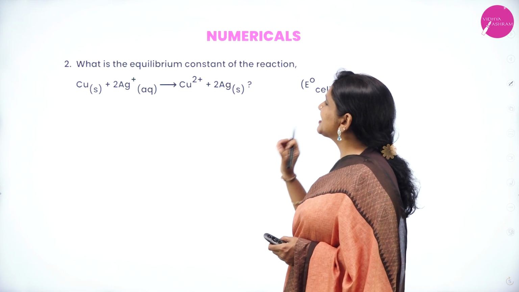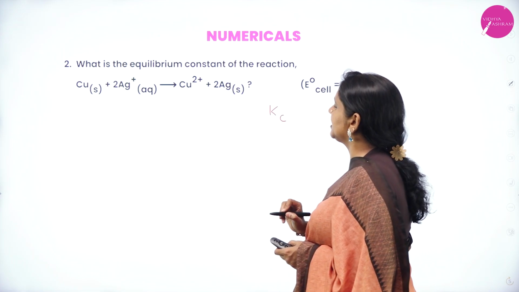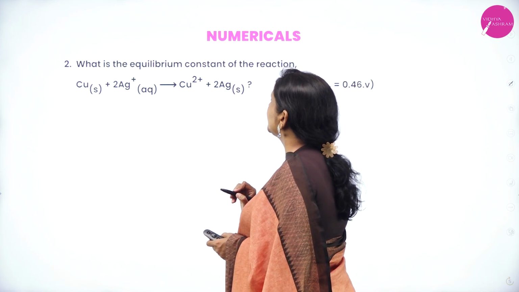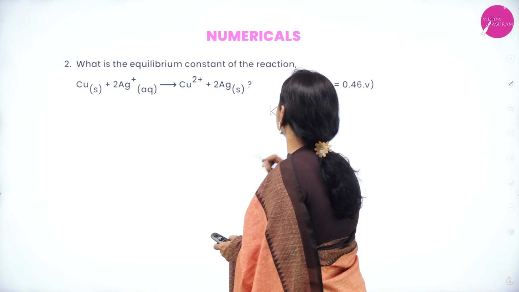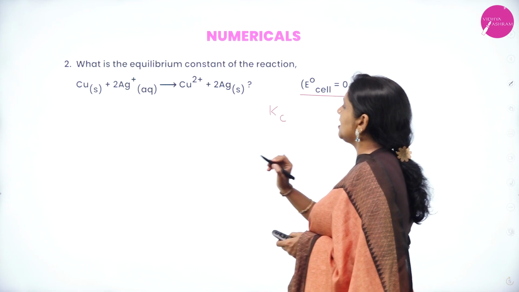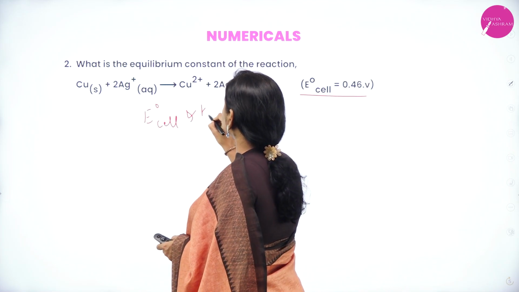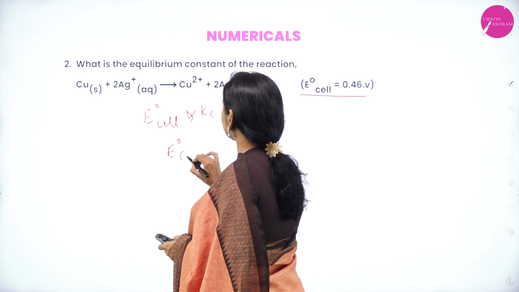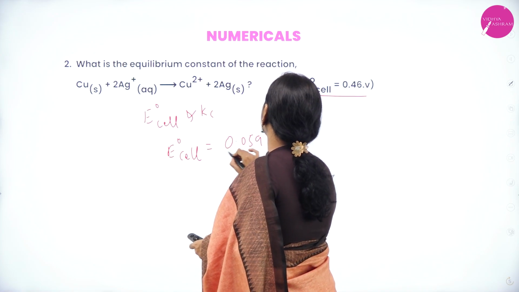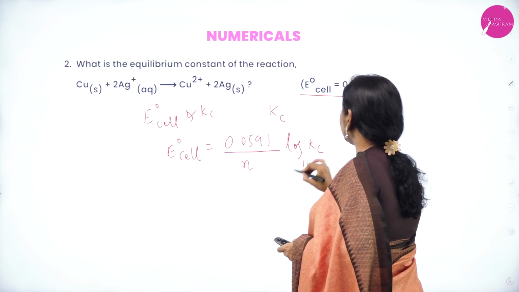Next problem. What is the equilibrium constant of the reaction? Equilibrium constant is Kc. When copper plus 2 silver ions give rise to Cu2 plus ion and 2 Ag. E0 of cell is 0.46 volt. How are E0 cell and Kc related with each other? E0 cell is equal to 0.0591 divided by n log Kc to the base 10.